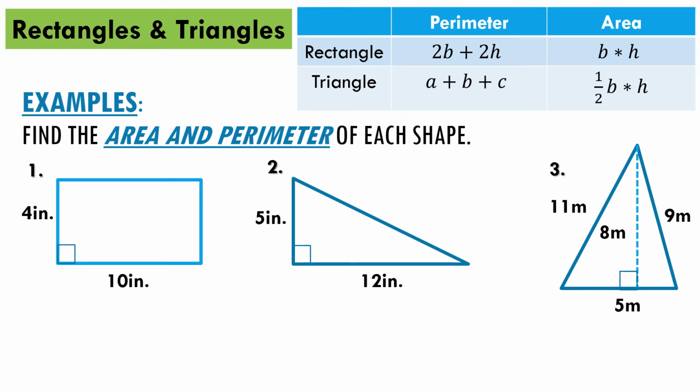So recall that for the perimeter of a rectangle, it's 2 times the base plus 2 times the height. So you're basically taking the base and adding it together twice, and then taking the heights and adding them together twice. And then for the area of a rectangle, we do base times height. And then for the perimeter of a triangle, we just add all the sides together. Remember that the perimeter is just the outside of a shape. And then the area of a triangle, if you can imagine, is half of a rectangle. So we do the base times the height, that finds the rectangle area, and we just cut it in half. So it's 1/2 base times height.